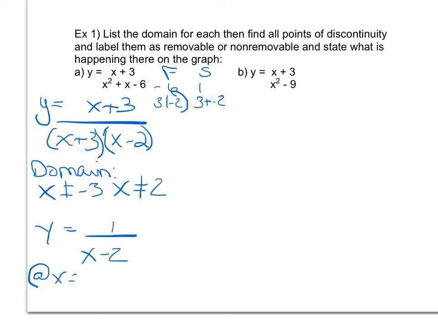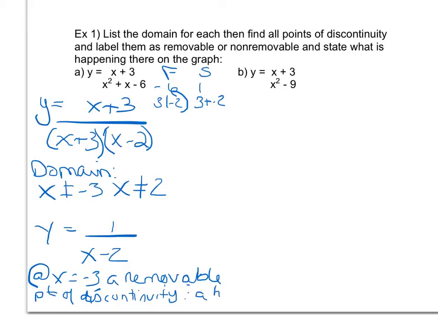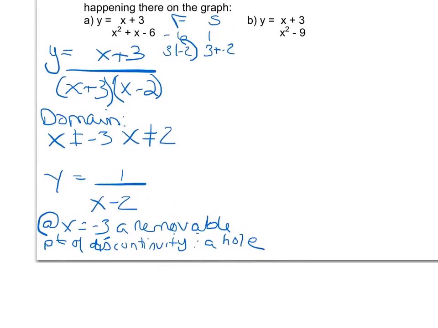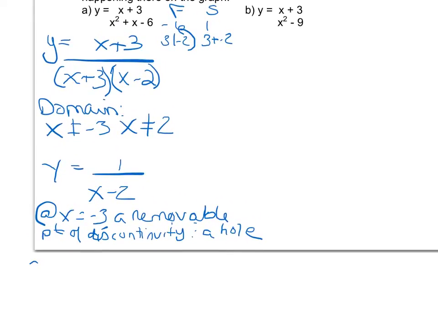At x equals -3, a removable point of discontinuity and a hole, since holes occur at removables. And I'm going to cover up my directions here. And I'm going to say at x equals 2, a non-removable point of discontinuity and a vertical asymptote.